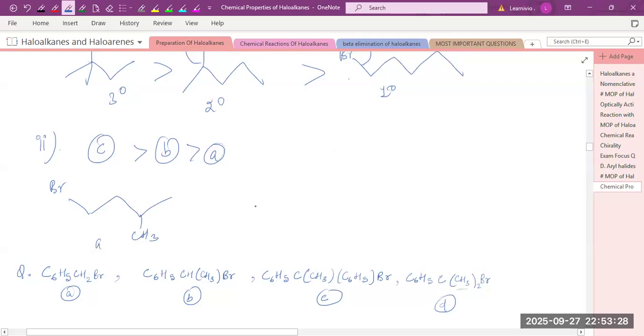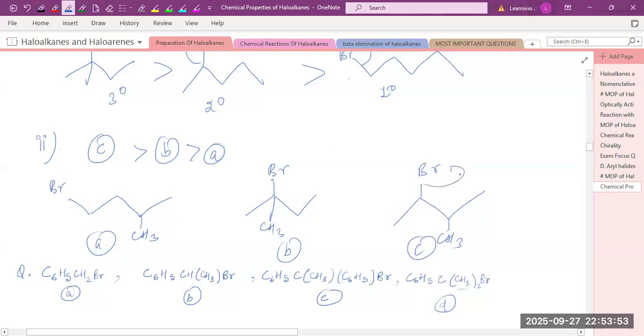So this is A. B is 2-bromo-2-methylbutane. This is a methyl, 1, 2, 3, 4. And C is this one. This is your C. Now let's check it out.